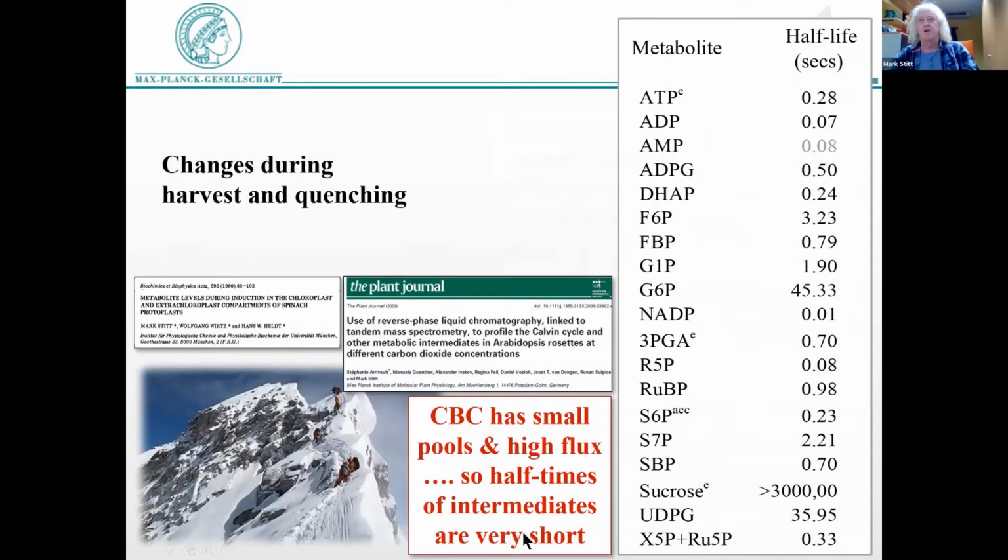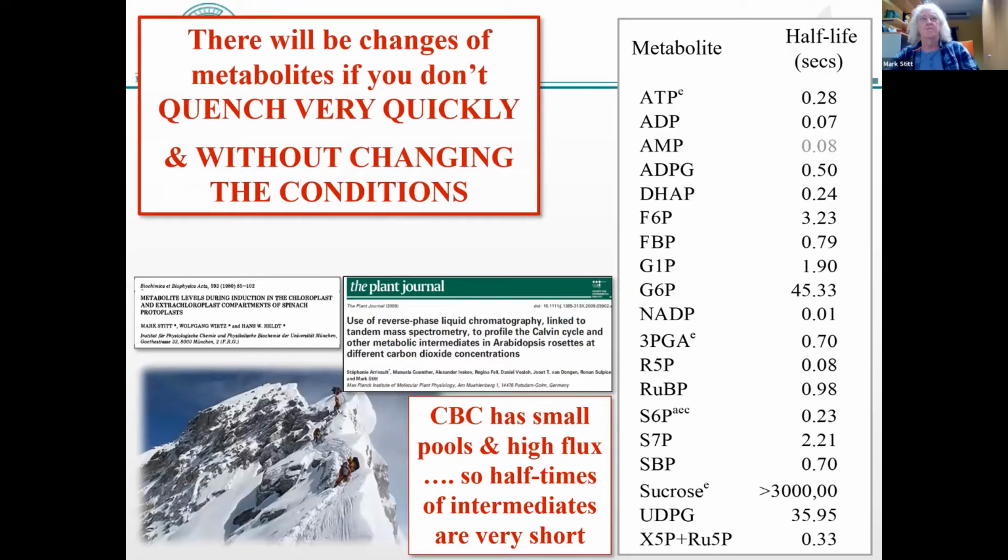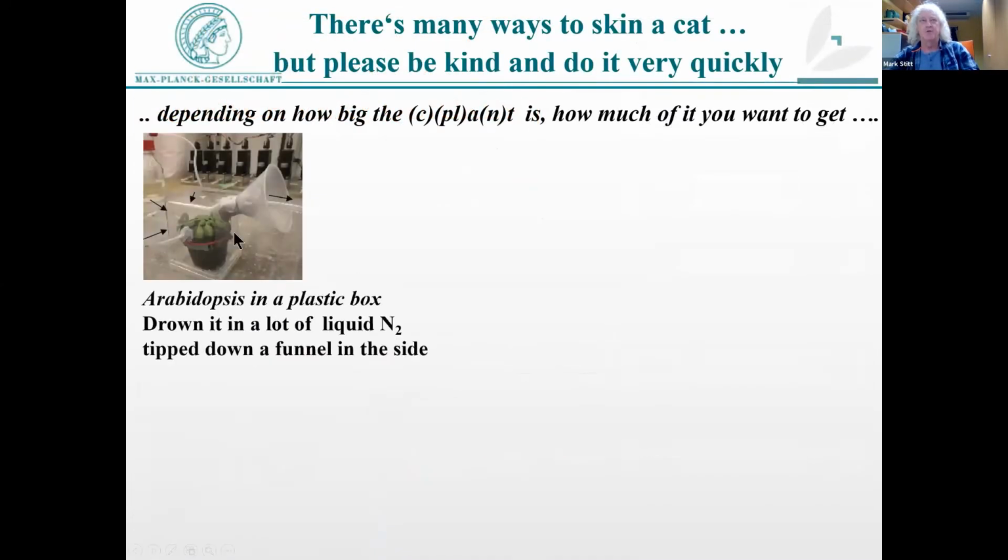Changes during harvest and quenching. The key point here is the pools in the Calvin Benson cycle are small, the flux is high, so the metabolites are turned over very rapidly. And most of the Calvin Benson cycle metabolites have a turnover time of less than 1 second. That means that if you put the plant into the dark for 1 second, you measure what the metabolites are after a plant has been put in the dark for 1 second. And so this means that we change the metabolites if you don't quench very quickly and without changing the conditions. And this slide just shows some of the approaches we've taken. Arabidopsis in a plastic box where you just tip a liter of liquid nitrogen on top of it.